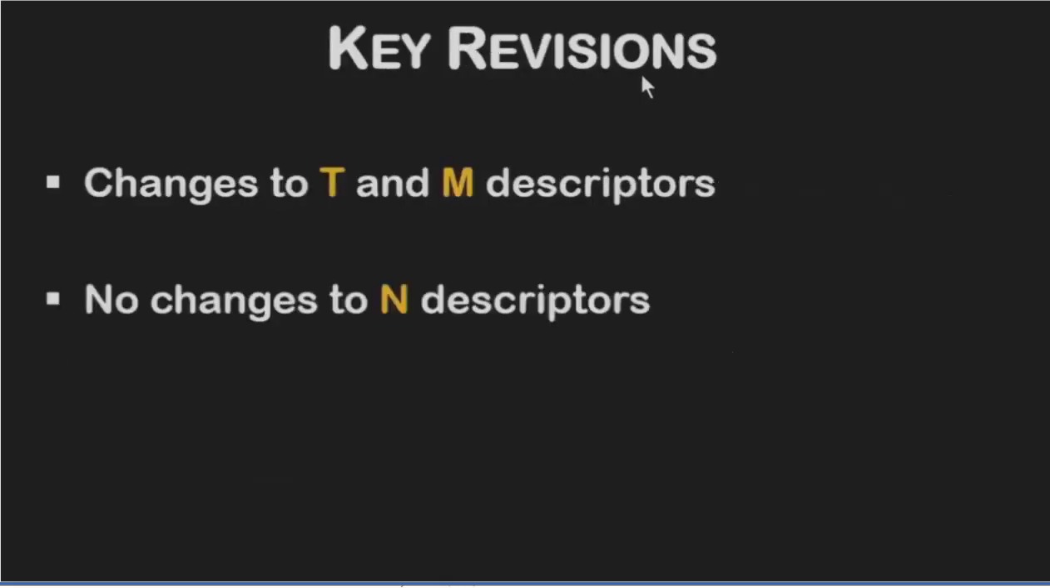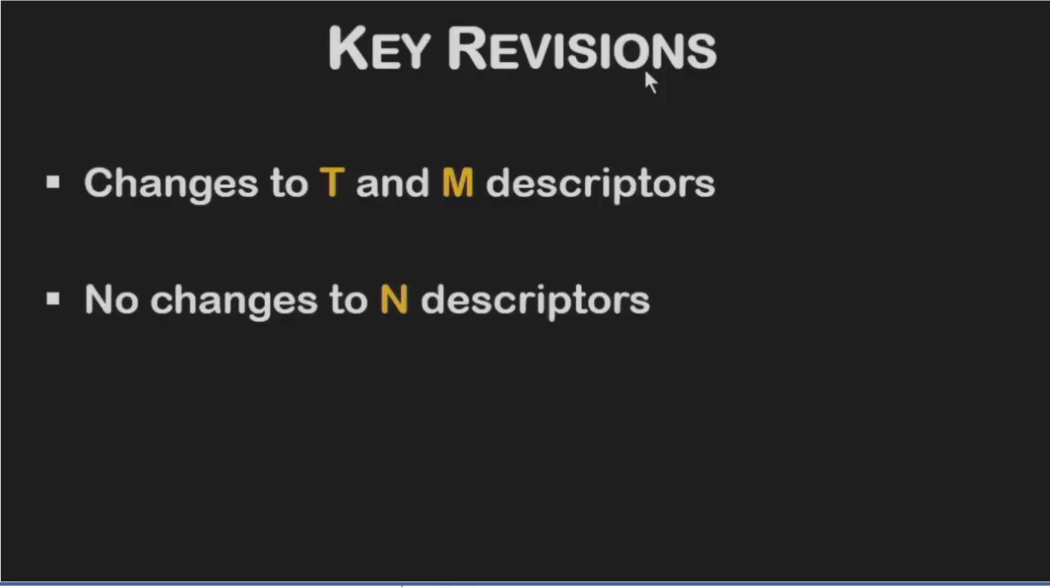So the current version of the staging system was published in 2009, and this was the result of the lung cancer staging project that was conducted by IASLC. And they looked at several 100,000 cases of lung cancer and tried to associate certain descriptors with overall 5-year survival. And so these changes are based on that project. And so they made key revisions to the system, to the T and the M descriptors, but no changes were made to the N descriptors.